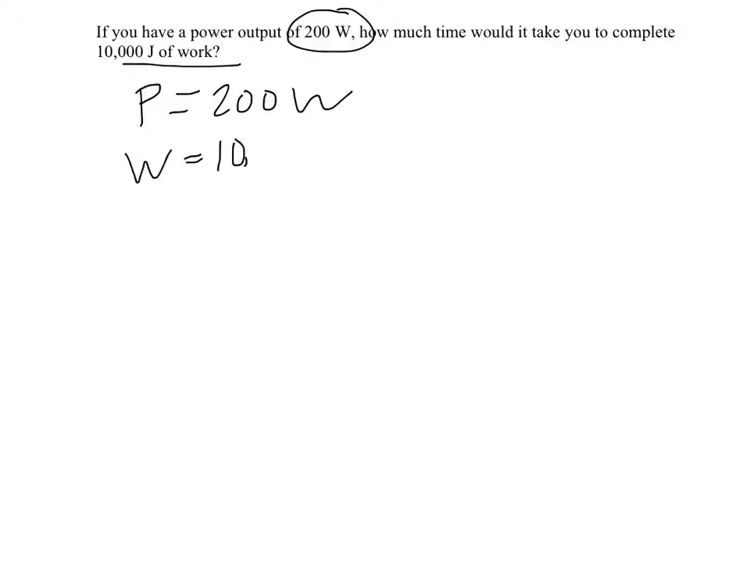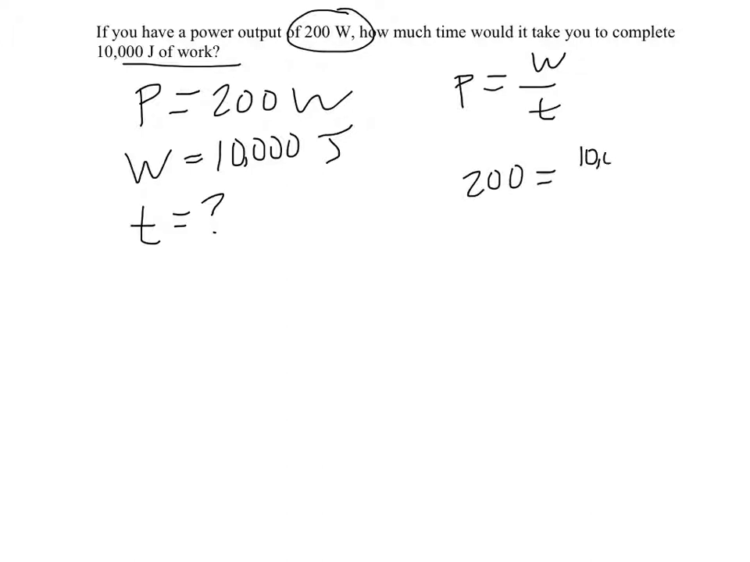Alright, so here's another problem where we're given the power. So power equals 200 watts, and we are told there's 10,000 joules of work. So work is 10,000 joules, and we're looking for time. We can do this algebraically if we want. Again, we know P equals W over T. So we could plug in our numbers: 200 equals 10,000 over T.